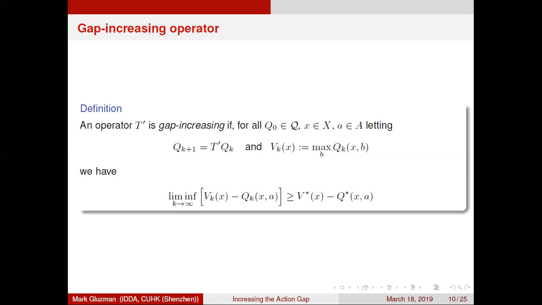If, in the limit of infinity, the difference between V_k and Q_k is greater than the gap that we would get if we used the standard Bellman operator, for every state-action pair. So if A is equal to A star, the left side and the right side are equal to zero, right? That's the Bellman equation. And if A is equal to A2, the second best one, then that's called previously a gap.